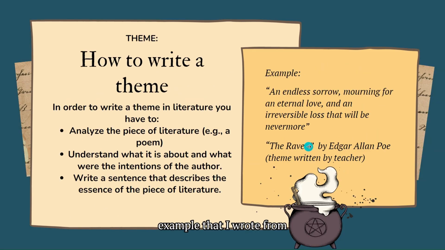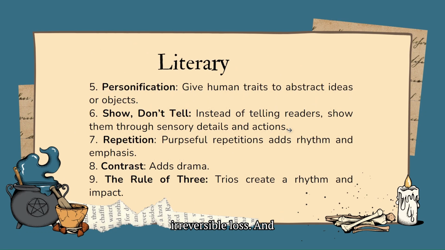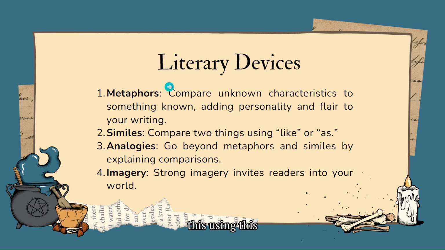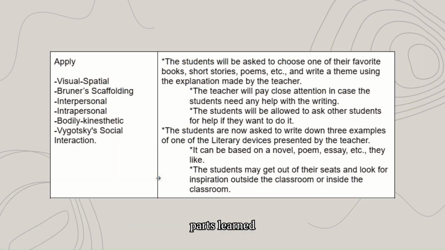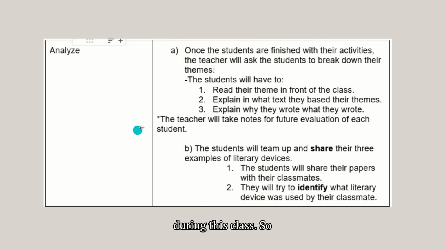So using the example that I wrote from the poem The Raven, they will have to say, like, an endless sorrow, mourning from eternal love, and an irreversible loss that will be nevermore. So they will have to explain all the parts. So like why nevermore, why endless sorrow, why mourning for eternal love and irreversible loss. And this part will be like connecting all of these parts learned during this class. So the teacher will take notes for future evaluation, which will be in the next step.